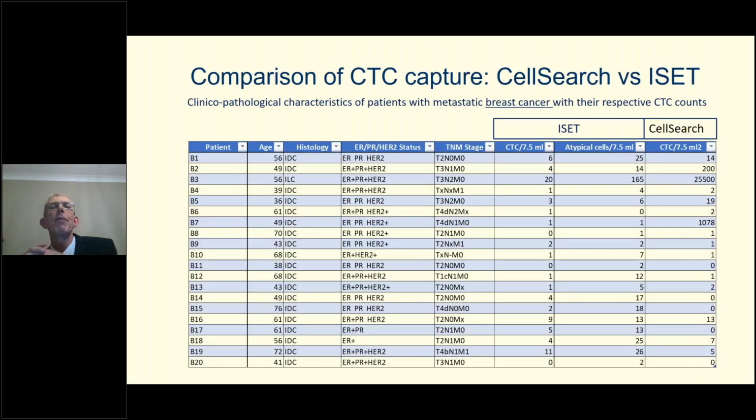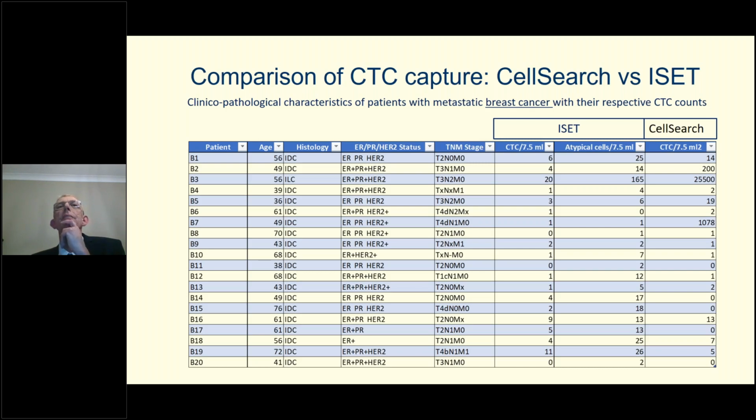And I apologize for the complexity of this slide, but I don't really need you to look at all of the information. We have about 20 patients with their age, histology, and this is for metastatic breast cancer. We've got the hormonal status shown in this column and the TNM classification. And what we've got is a comparison of circulating tumor cells in 7.5 mils of blood between our ISET filtration system and our magnetic capture system, CellSearch. And you can see that the numbers do not always correlate.